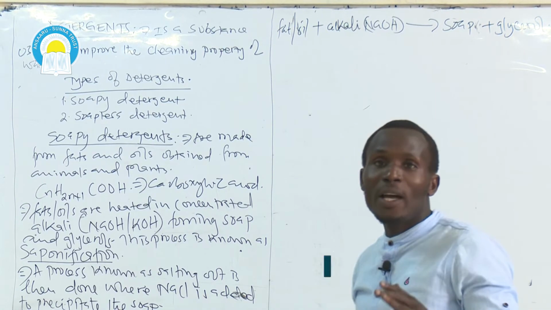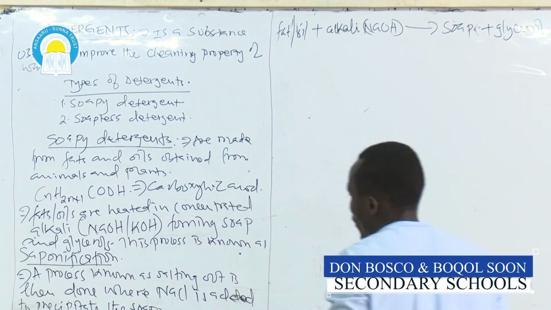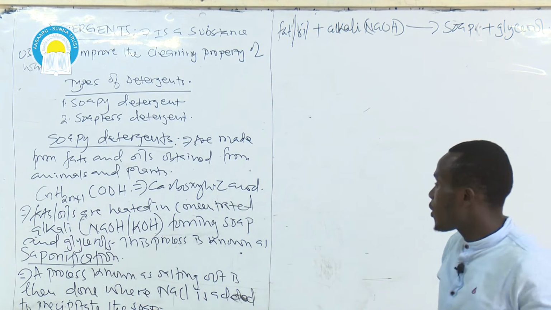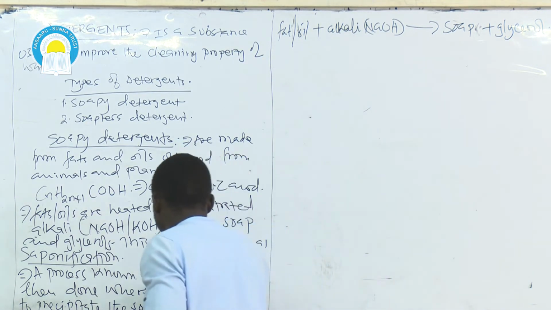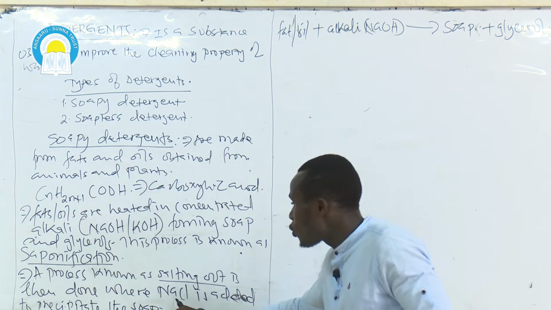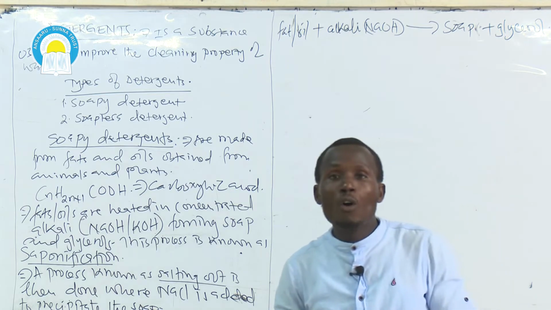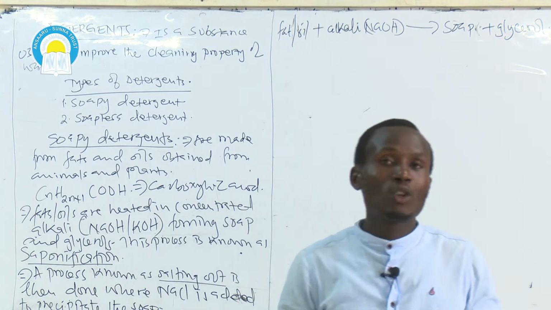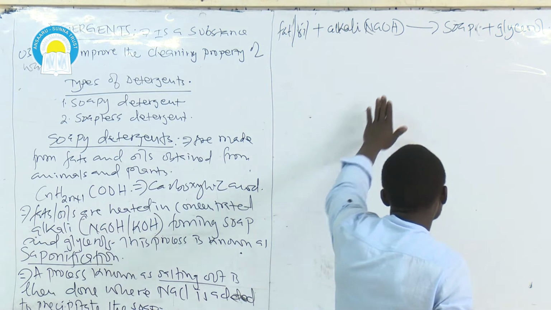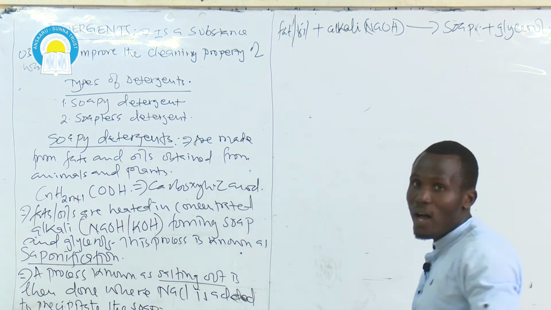Now what is going to happen? We now add sodium chloride crystals. After addition of sodium chloride crystals, the process is referred to as salting out. We carry out salting out to lower the solubility of the soap. Therefore, the soap is going to form a solid. It's going to precipitate. Then we remove that soap.